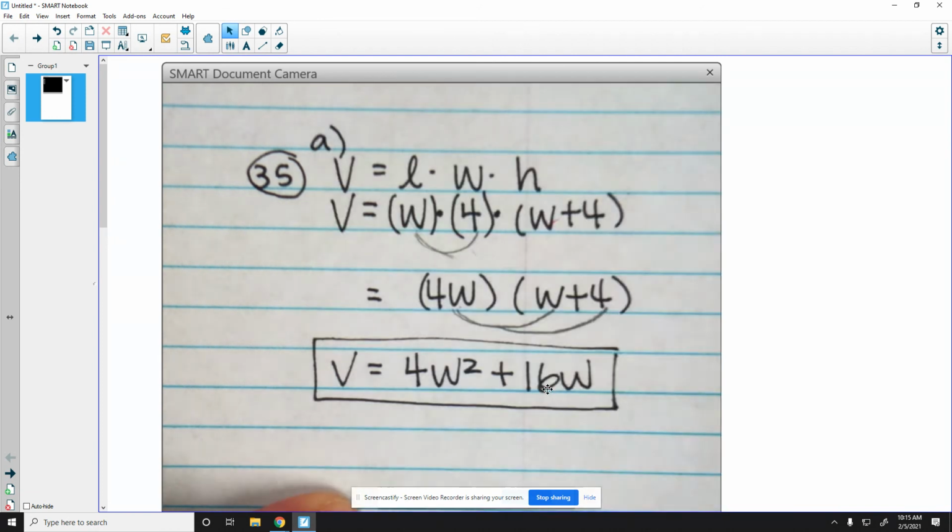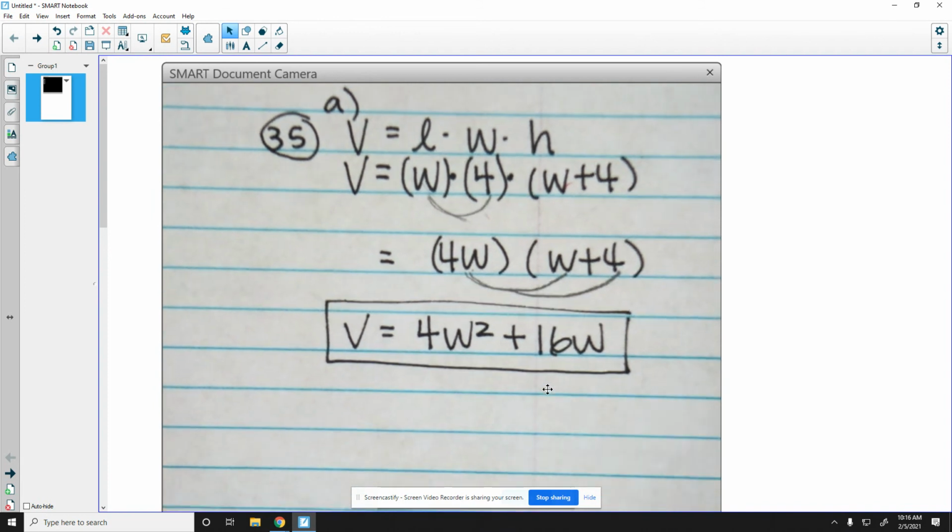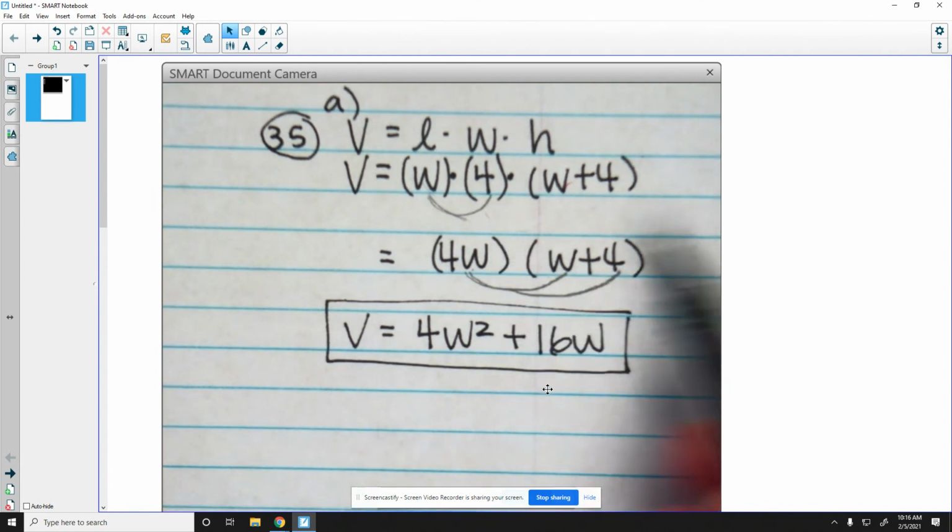That is the polynomial. I had to multiply it all out so that there's only pluses and minuses in between. That's what a polynomial is. Don't leave it with times, times, times, times.